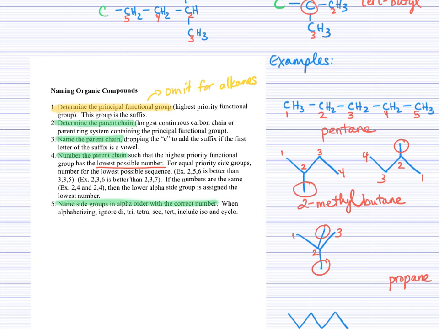And now we have two methyl side groups. So when the side groups are the same, we don't have to say 2-methyl propane. We can say 2,2-dimethylpropane. Okay, so if you had 3 methyls, like 3 of the same side group, it could be tri or tetra. So you'll see di, tri, tetra. Probably won't go any further than that.